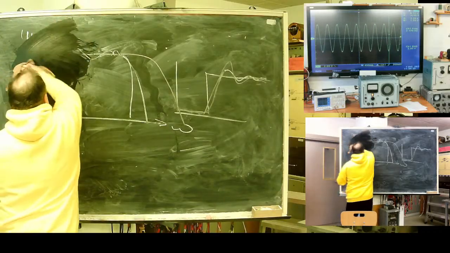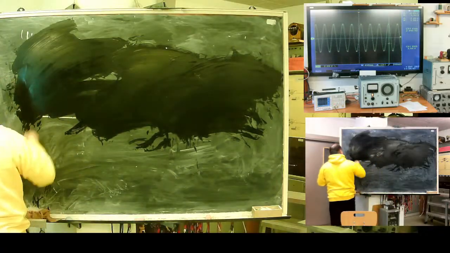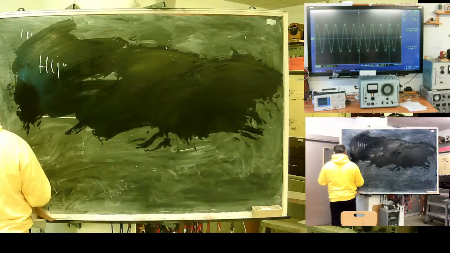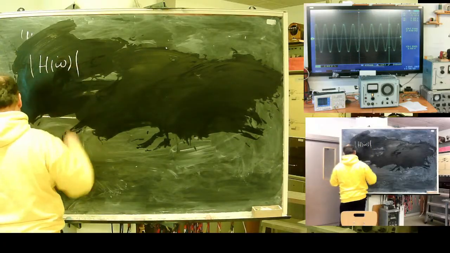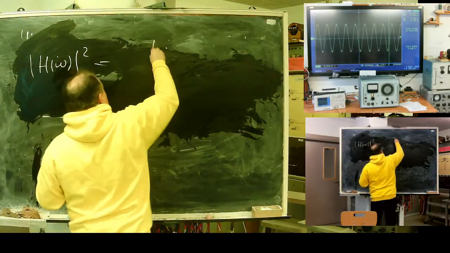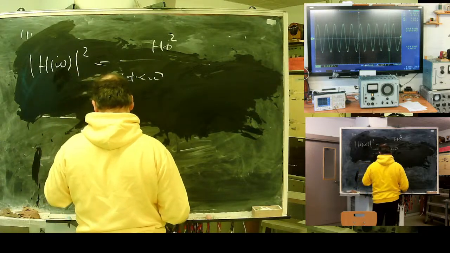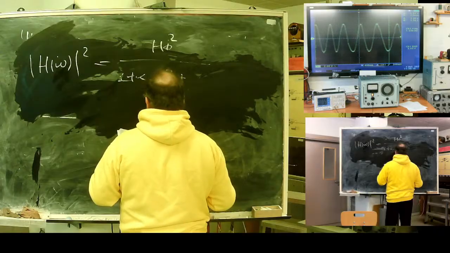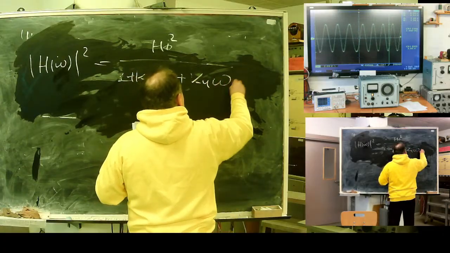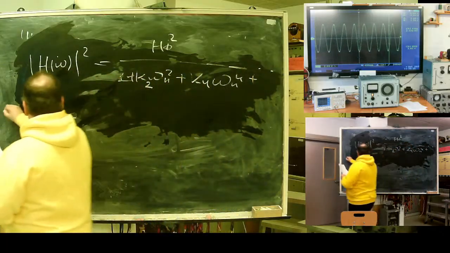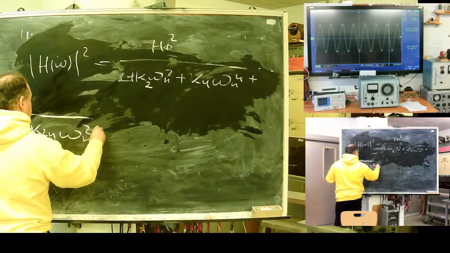Okay, Butterworth filter. For Butterworth filters, the squared transfer function equals H0 squared divided by 1 plus k omega to the power 2, plus k4 omega to the power 4, plus and so on, up to k2n omega n to the power 2n.